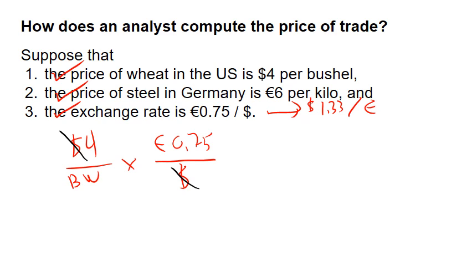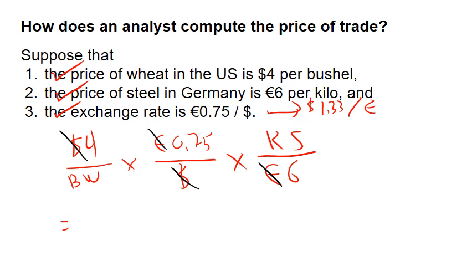The second ratio we're going to multiply by is the ratio between euros and kilos of steel. I need the kilos of steel up here in the numerator. So it's 1 kilo of steel divided by 6 euros. Notice now that the euros cancel out. So I'm going to be left with the following expression.